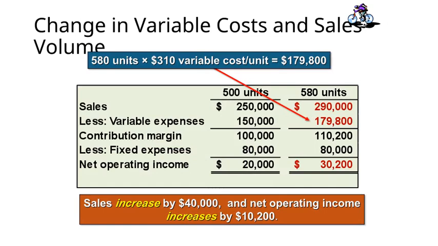As you can see, revenues will increase by $40,000, 80 bikes times $500 per bike, and variable costs will increase by $29,800. Contribution margin will increase by $10,200. With no change in fixed costs, net operating income will also increase by $10,200. The use of higher quality raw materials appears to be a profitable idea.